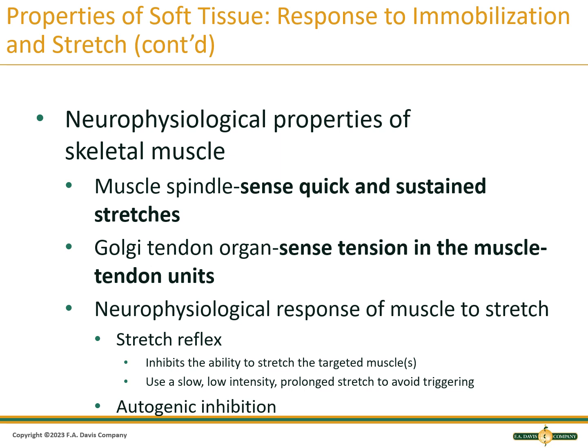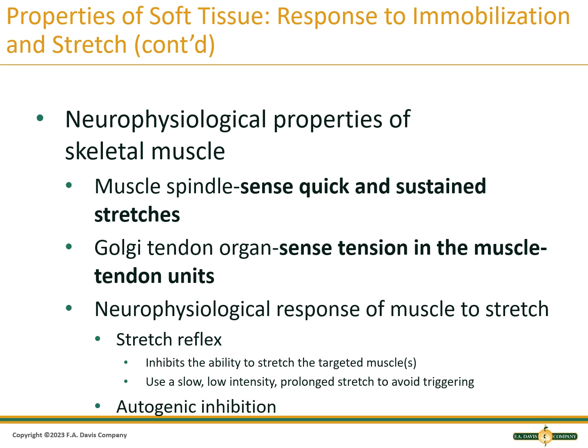But muscle spindles are also the reason that when we apply stretches, we need to do so slowly so that we don't get a reflexive contraction in a muscle that we're trying to stretch. Our Golgi tendon organs sense the tension in the muscle tendon units, the neurophysiological response of muscle to stretch. So we've got the stretch reflex that can be activated that inhibits the ability to stretch targeted muscles. This is why we want to use slow, low intensity, prolonged stretch to avoid triggering the stretch reflex.